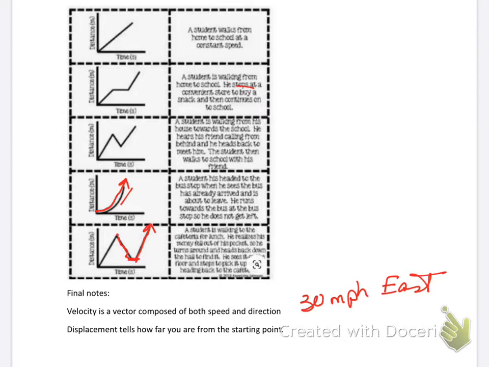Okay, so that ends this chapter, and you now can go back and look at the activities and look at the problems in the problem set that pertain to this last chapter.